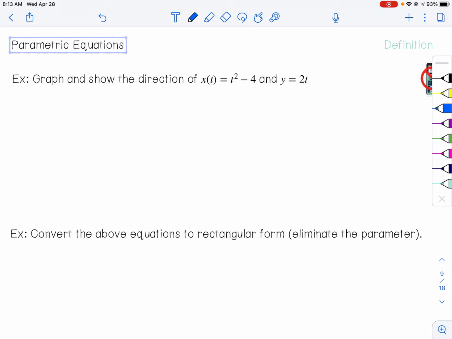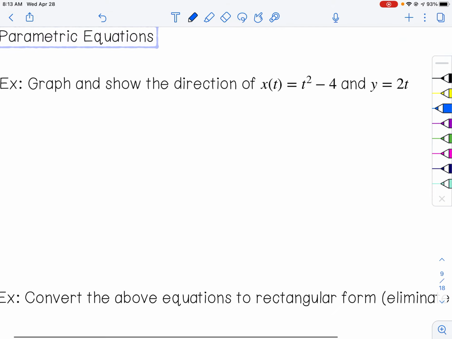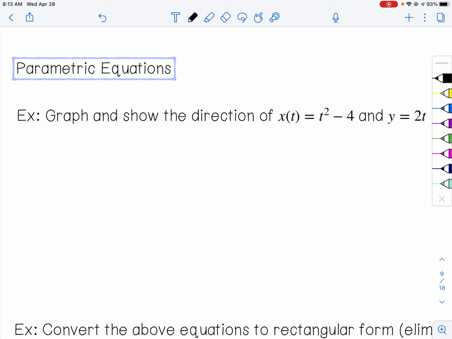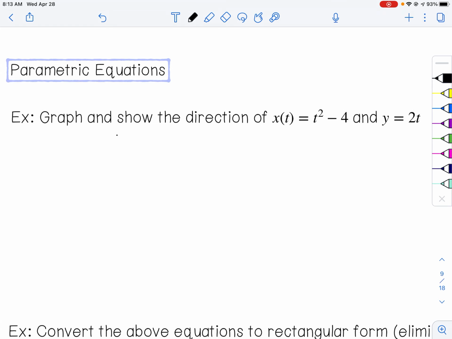So, a quick example of some parametric equations. We're going to graph and show the direction of the parametric curve given by x of t equals t squared minus 4 and y equals 2t. We're doing this without a calculator. So I'm going to quickly draw myself a little xy coordinate plane.